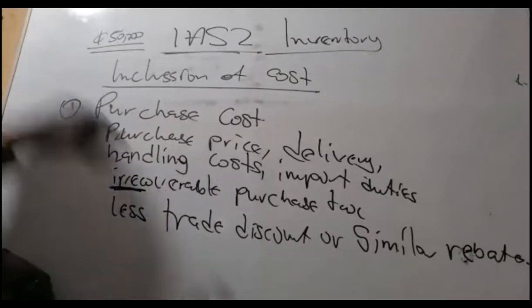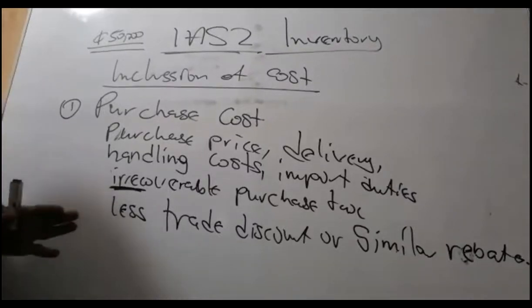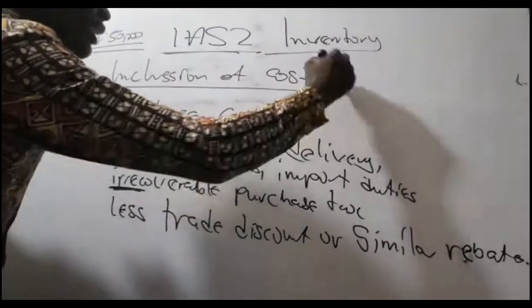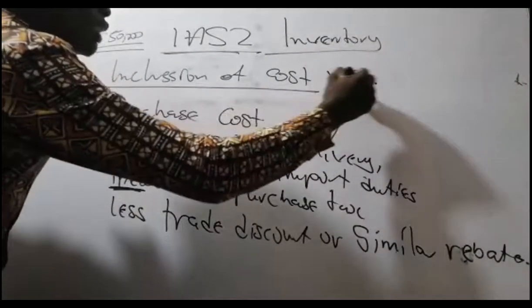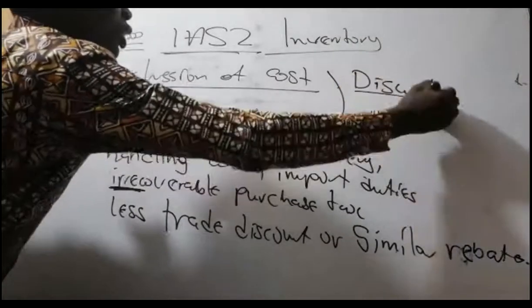Please, you are saying trade discount. You didn't say cash discount. Now, cash discounts are discounts that you give on prompt settlement. Now let me do this. We are saying discount simply means reduction in price.